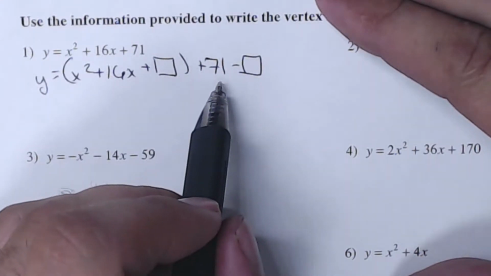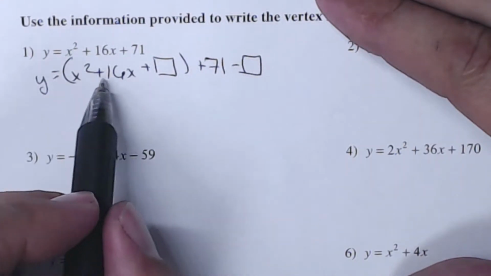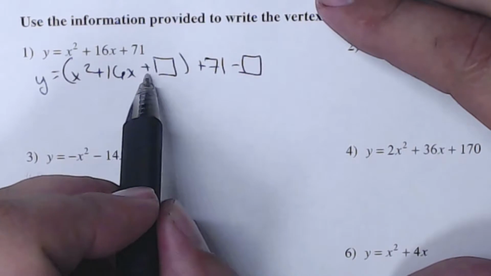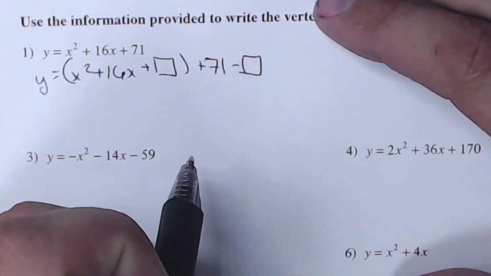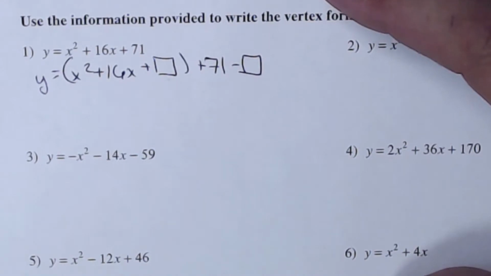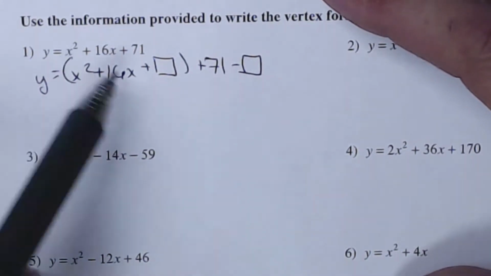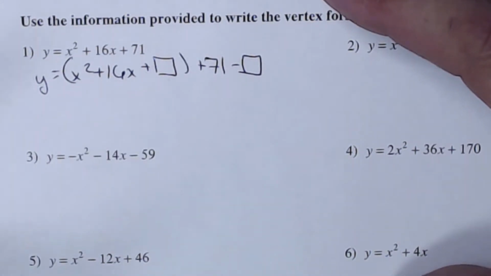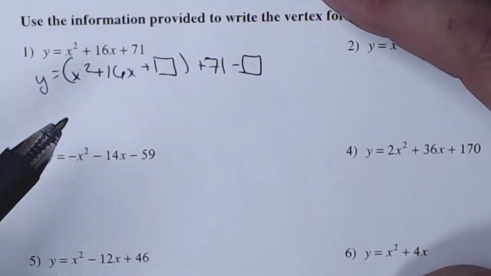I also separated the 71. I only want stuff with x's in my parentheses, and I'm also going to add a box and subtract a box away. That's all I've done. And if you know a little bit about math, you know I haven't changed the formula any. The parentheses, they don't screw anything up. That's the associative property. I'm allowed to group up certain things.